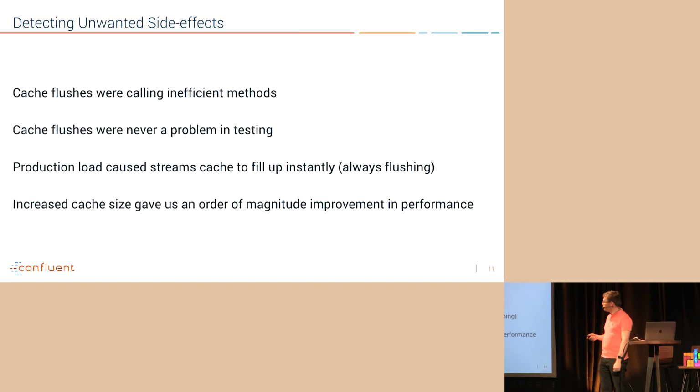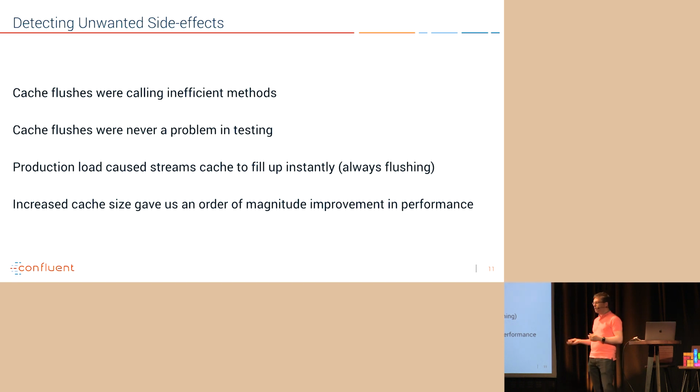So as a recap, we had these cache flushes that were calling inefficient methods, and those cache flushes were never really a problem in testing because the number of keys that we were updating in RocksDB was very few. And as we scale this out in production, we have a lot more keys. So basically, the cache was always full and always flushing with every single event.